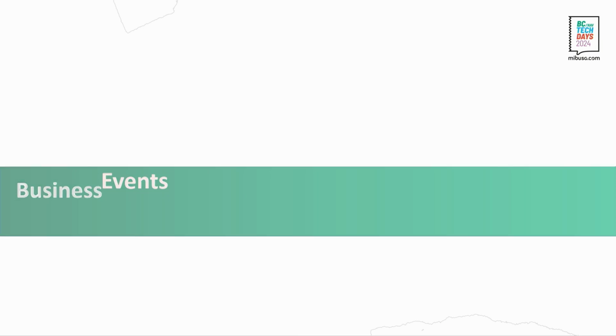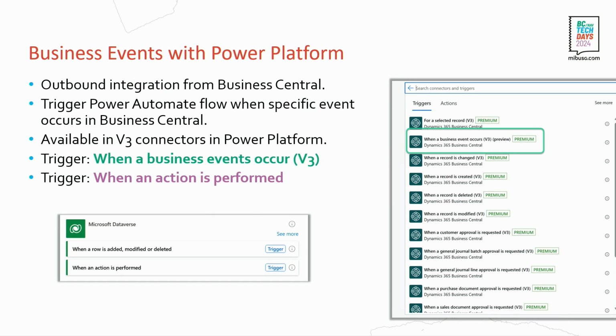Okay, thank you, Milan. Very nice and very powerful, actually. I really like those new business events inside Business Central, because it also opens a lot of possibilities for me as a consultant to build some powerful automation. As it says, business events will enable us to have outbound integration with Power Platform and to trigger a Power Automate flow based on the Business Central connector, or I can utilize as well the Dataverse connector and the trigger that is called when an action is performed.